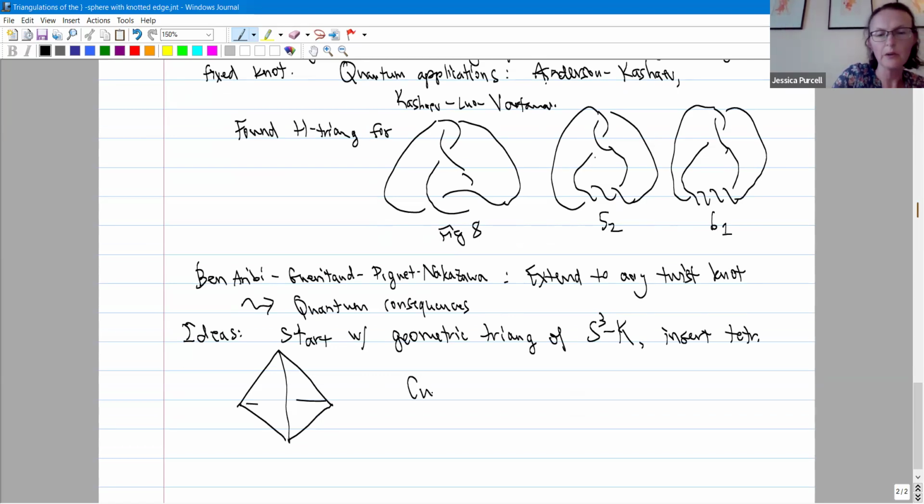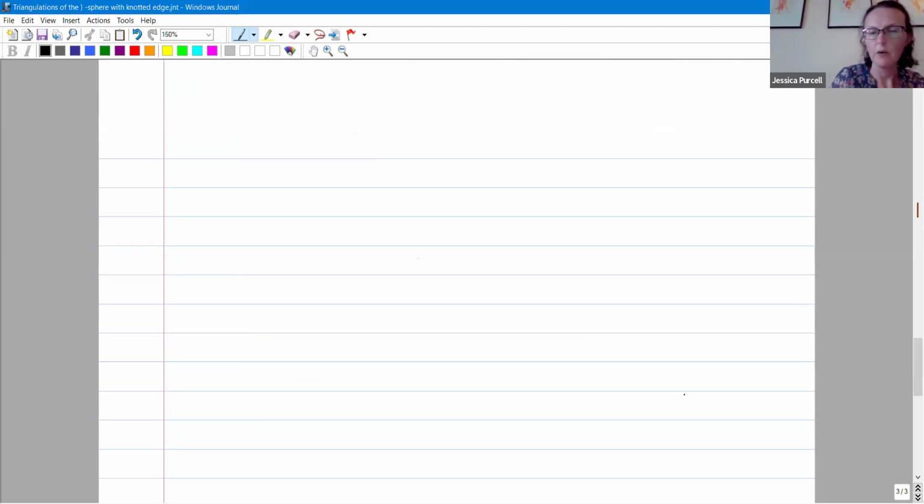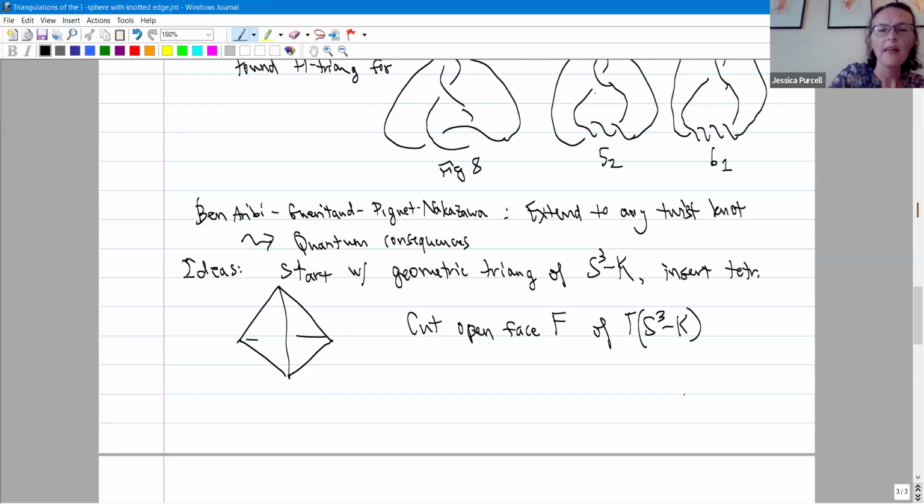So they needed a face. So you're going to cut open a face F of this triangulation that they started with. Maybe I should write that T of S3 minus K. And then they have a new tetrahedron that they're going to glue on. They take this with the distinguished edge E. You're going to glue the back faces to this opened up face F, and then you fold over the front faces. So it just folds, and this edge E here in the front will become the knot.